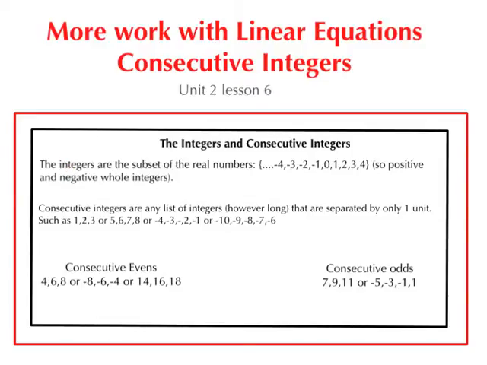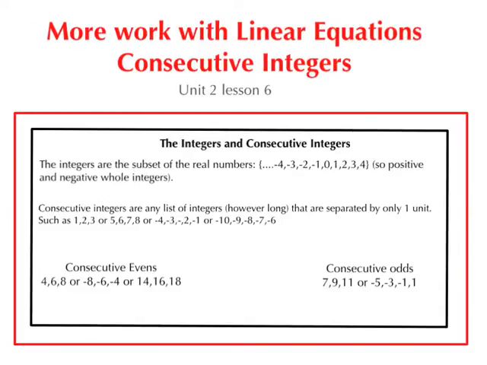The integers are the subset of real numbers: -4, -3, -2, -1, 0, 1, 2, 3, 4. So positive and negative whole numbers. These are the numbers that you would see on a number line back in 3rd and 4th grade. That would be on the top of the board in your elementary classes.